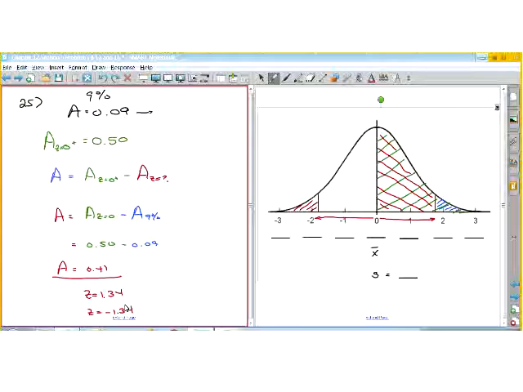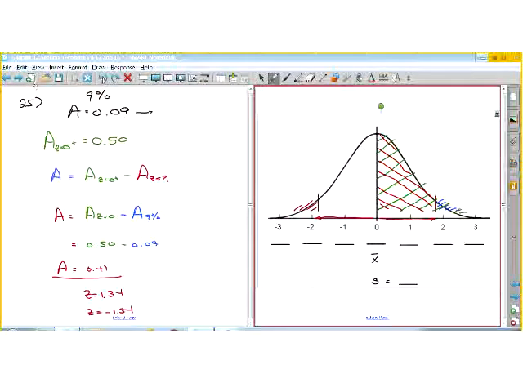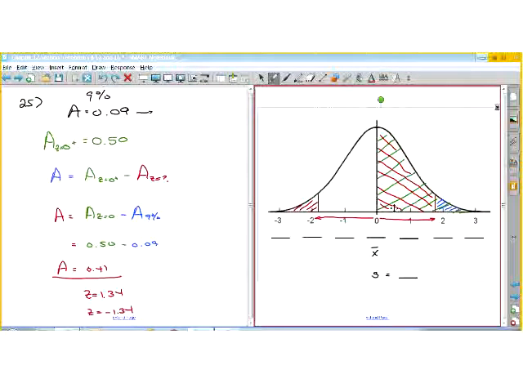So let's review what we did here because it got a little confusing. It says, what is the z-score such that 9% of the data is to the left of that? That's this little red area. Well, what I said is because of symmetry, I can move this over to the other side to make it all positive z. So then there's this blue area, which is the same as the red area over here.